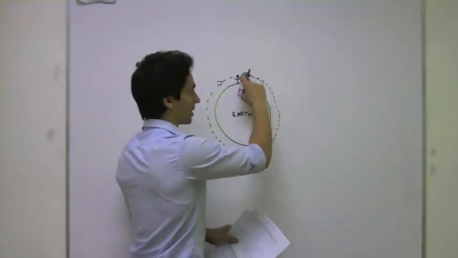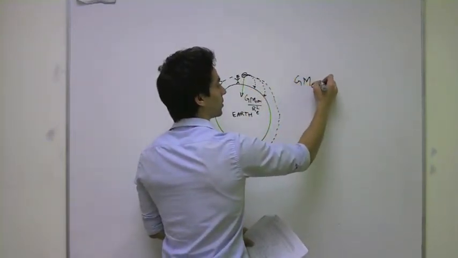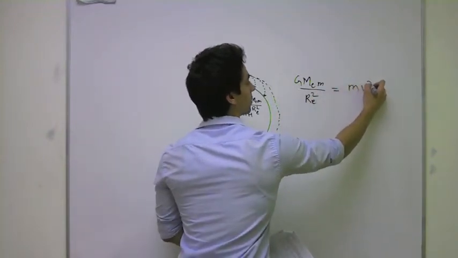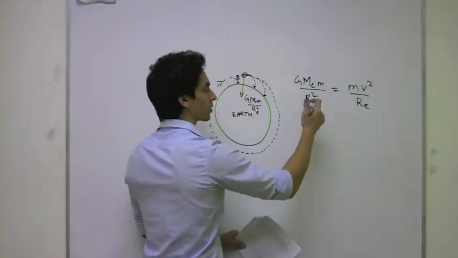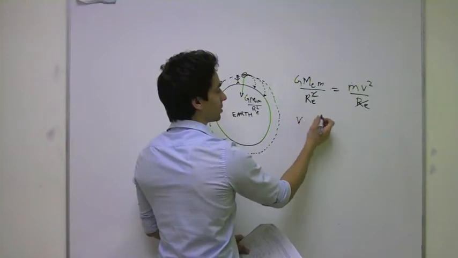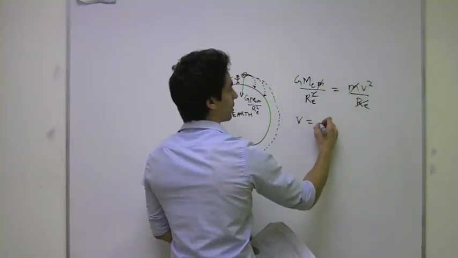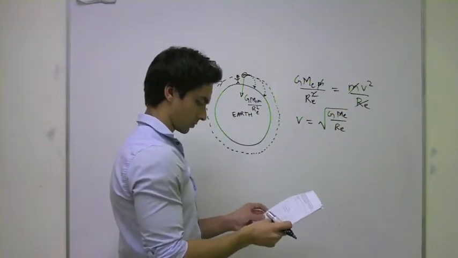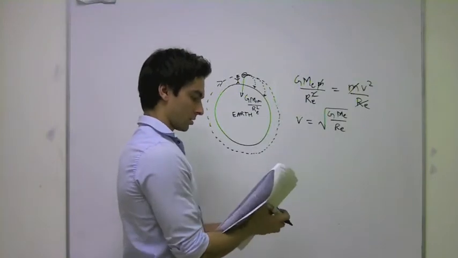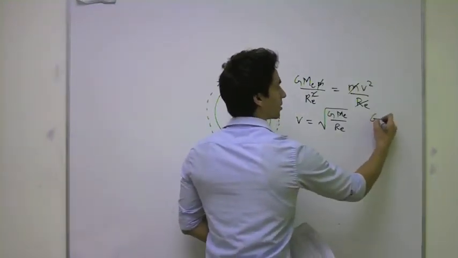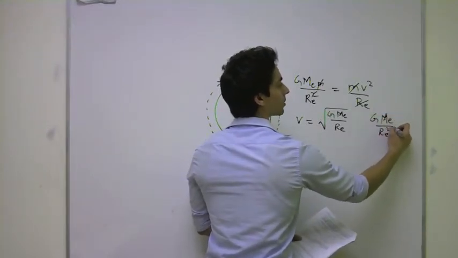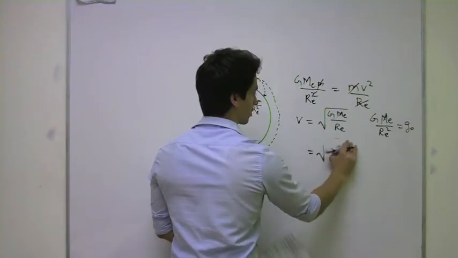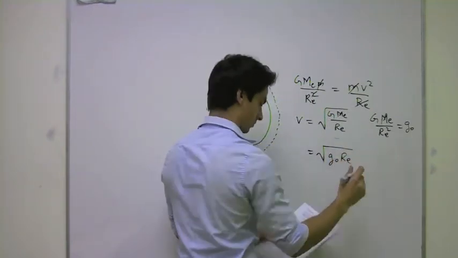When it's moving in a circular motion, we can say that the gravitational pull, which is the only force acting on this object, is equal to the centripetal force on this object. If you resolve this, you will get velocity equals the square root of GM_e over r_e. You can see this being done on page 20. We also know that GM_e over r_e squared equals g naught. Therefore, this velocity is the square root of g naught r_e.